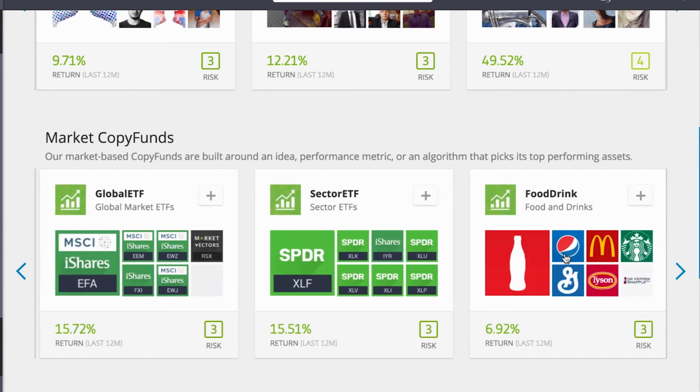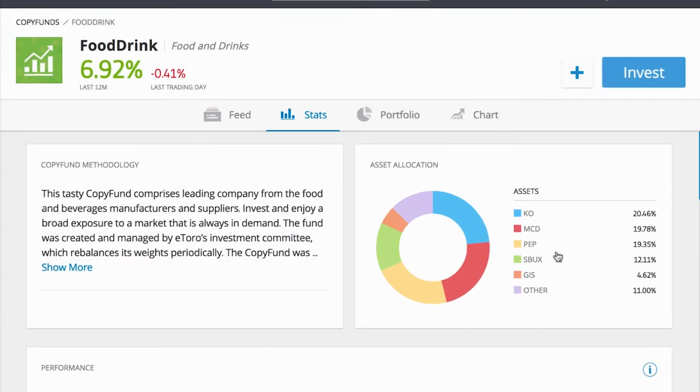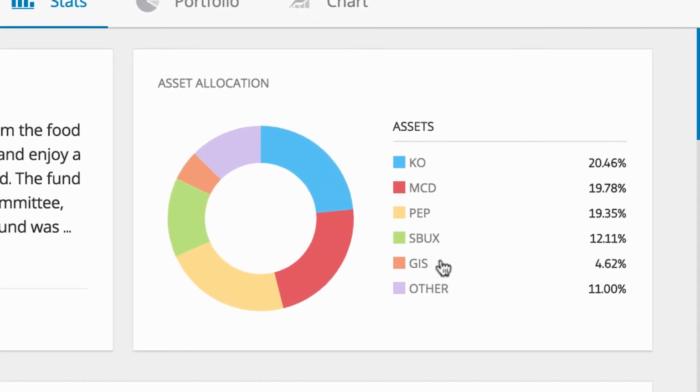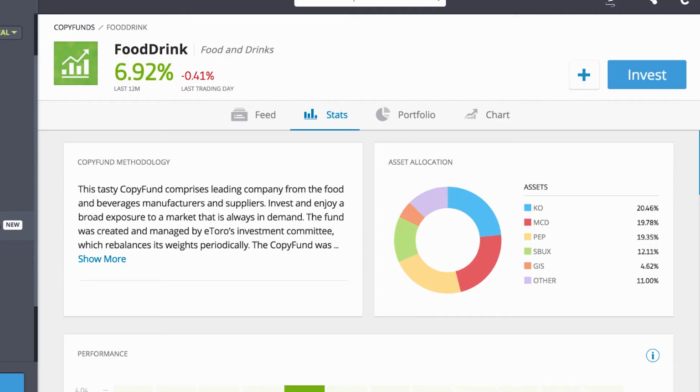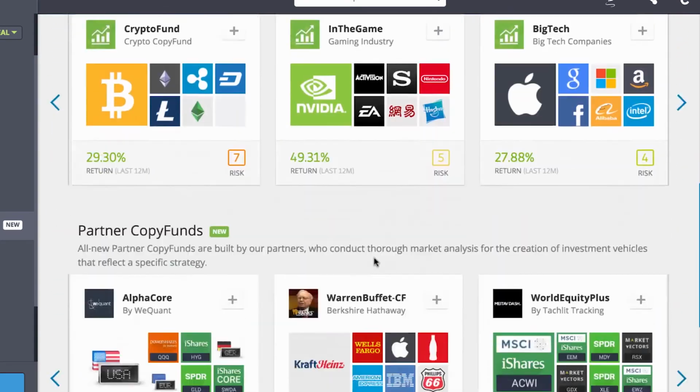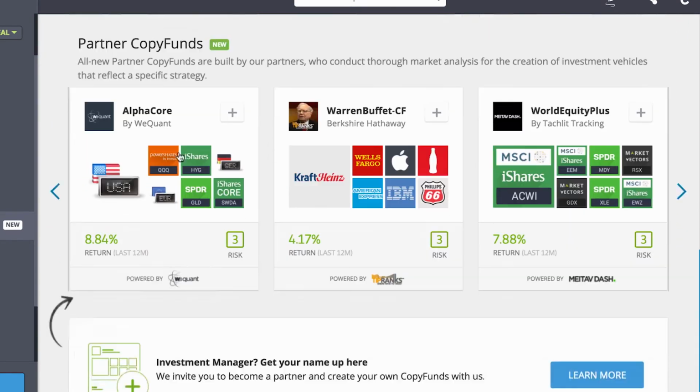If you go along here, food and drink. So it's a particular sector. So here, what have we got in this one? We've got McDonald's, Pepsi, lots of Coca-Cola. So there's funds which, anything where you think, I think this sector's going to do well, you might be able to find a fund about it. Have a look through and see what funds there are. So that's this one, partner copy funds.